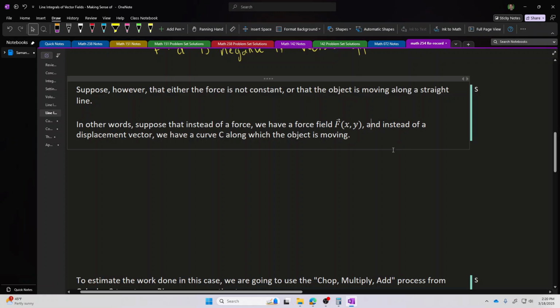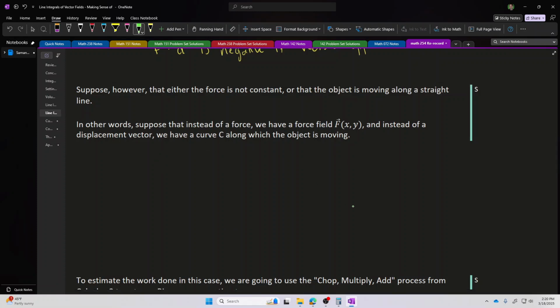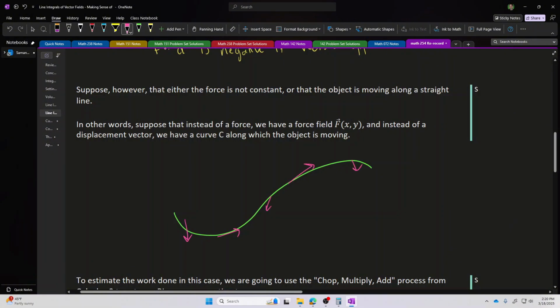And instead of having a single displacement vector representing the movement of an object along a straight path, here we have a curve C that represents the path along which the object is moving. So here's our curve C, and as we look at the object at different locations, our force field might be acting differently on this object in different directions and strengths depending on where the object is in its journey.